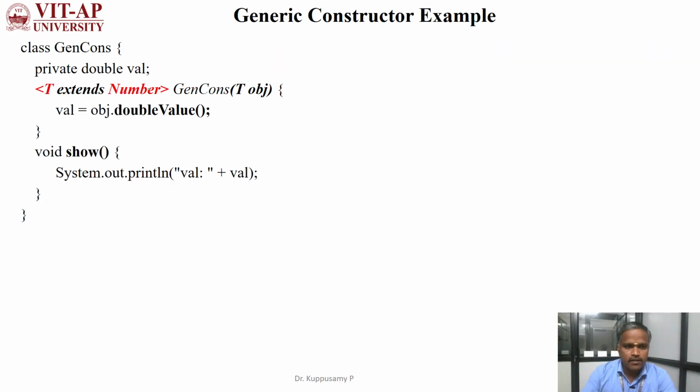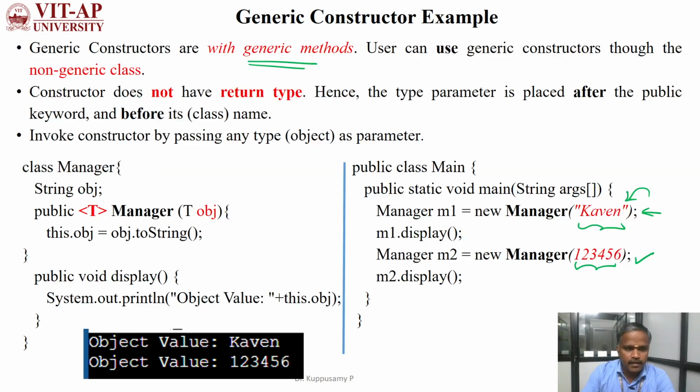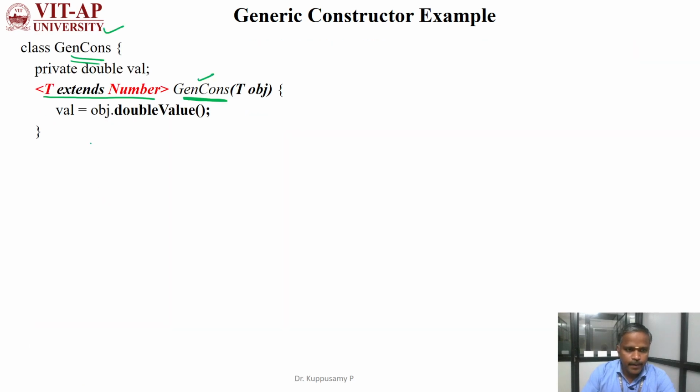Another example is given here, a generic constructor. The class name and the method name are similar, so that is called a constructor. Then I am using the data type to define the constructor. Previously I simply used a type variable here. Now I am using a parent-child relationship, that is inheritance, with any type variable which is extending Number.